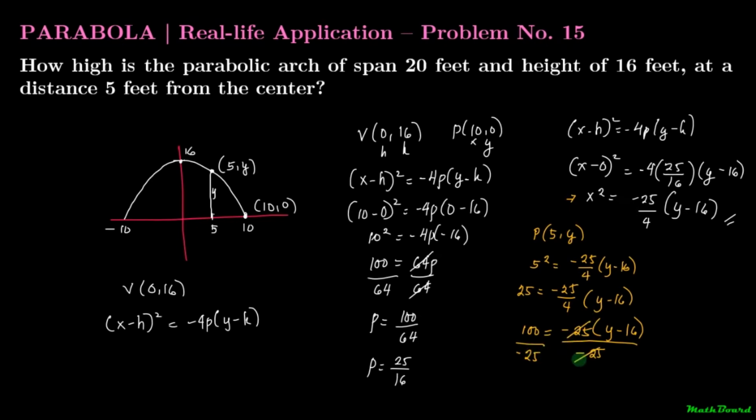So, makakancel yan. That's 100 divided by negative 25, that's negative 4 equals y minus 16. So, transpose si negative 16 to the left, so plus 16 equals y. So, anong y natin? Yung height natin is negative 4 plus 16. That's 12 feet. So, yan yung height at a distance 5 feet from the center.